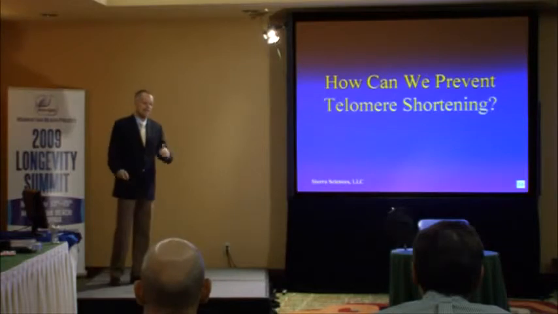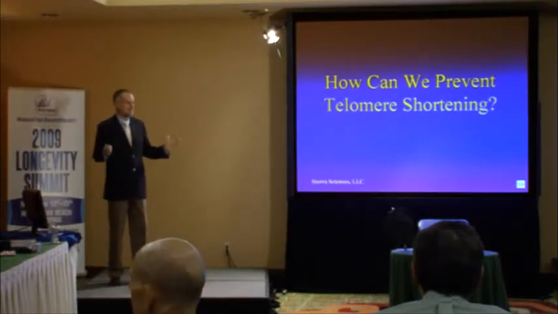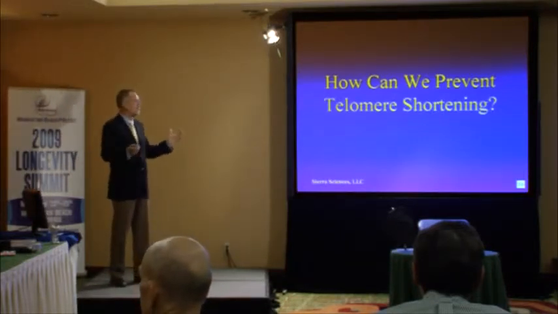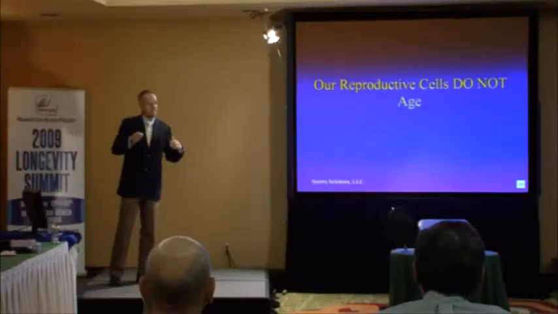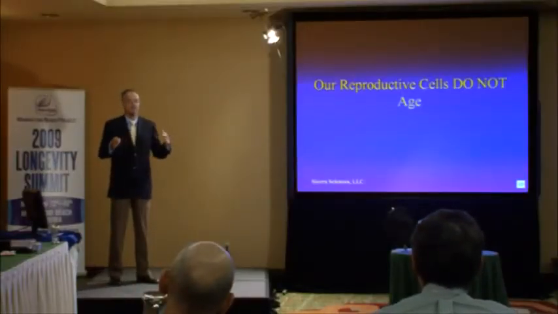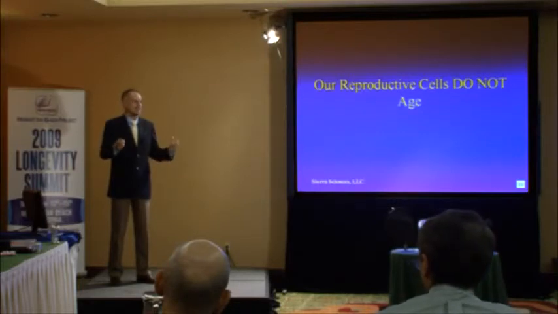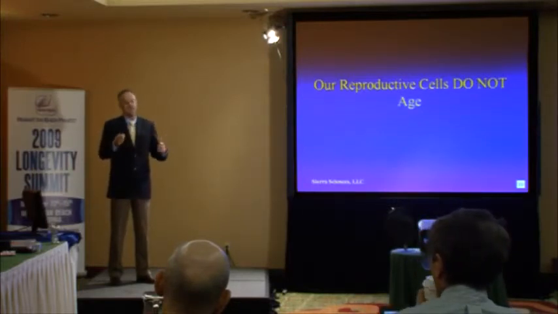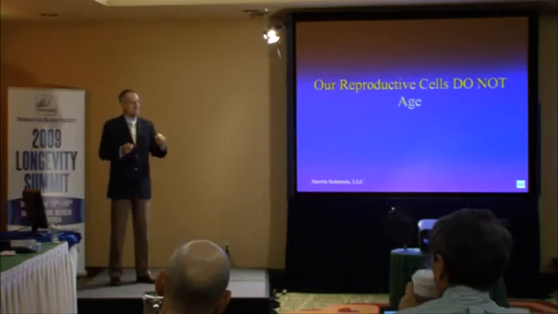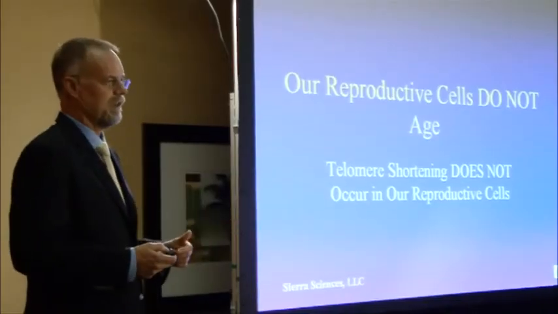So how can we prevent telomere shortening? This is the thing I was saying you can't do right now, but hopefully we can in the future, with one exception. And that is, taking into account the fact that our reproductive cells do not age. And we kind of know that, because if the theories are right that we age because our cells age, then if all of our cells age, then our children should be born as old as we are. But they're born younger than we are. So that means that our reproductive cells aren't aging. And as it happens, telomere shortening doesn't occur in our reproductive cells.